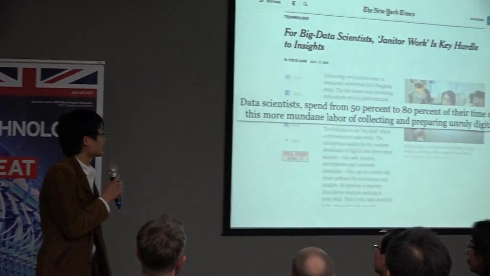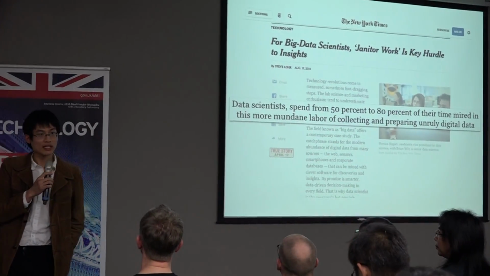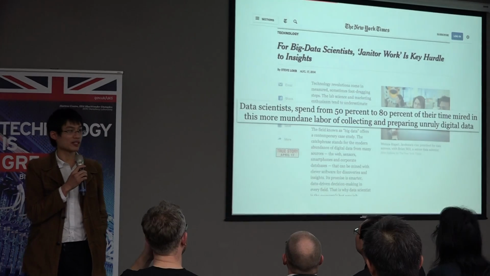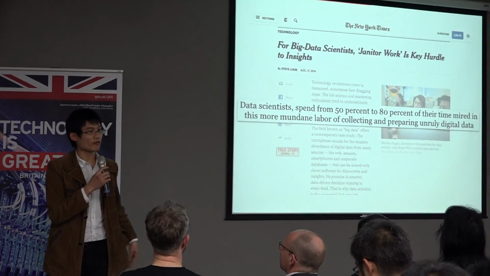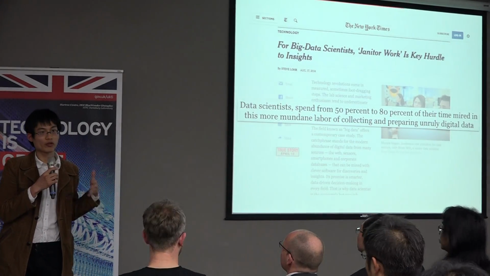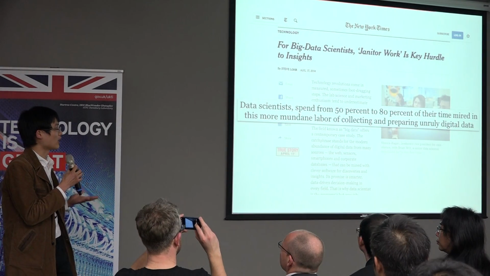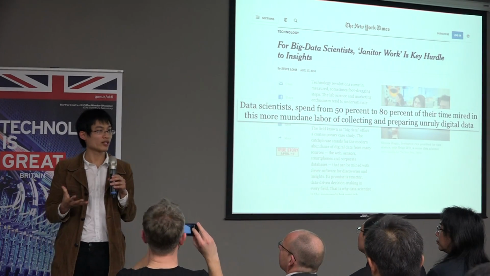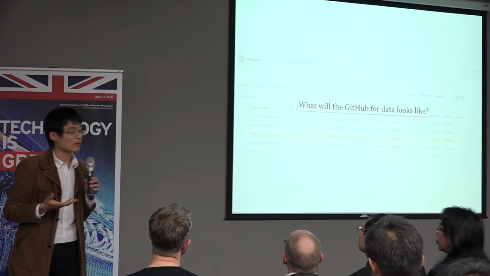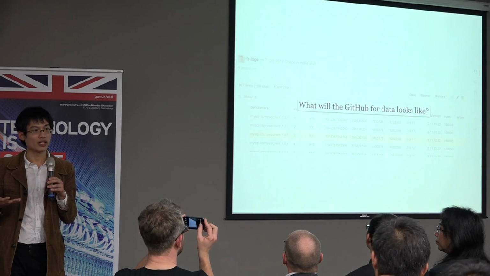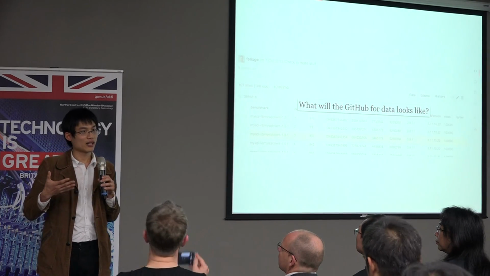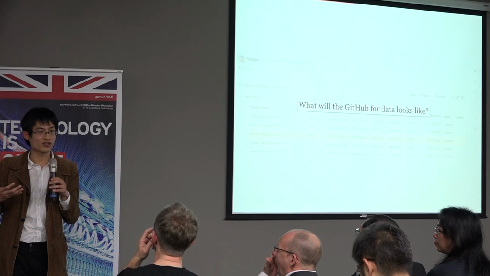So, SheetHub. The New York Times says that data scientists spend 50 to 80% of their time cleaning up data, pre-processing and collecting. And as a developer, when you have to collaborate on source code, you have GitHub. But what if you have to collaborate on data? What are the problems you have, especially with data that you can use and share with other people?